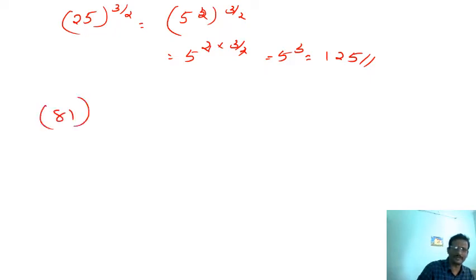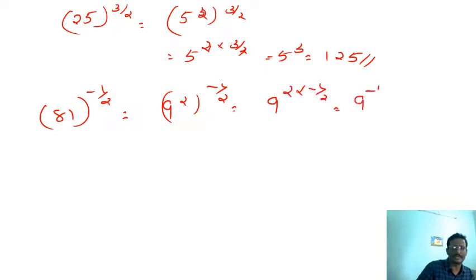Next, 81 raised to minus 1 by 2. 81 is what? 9 squared raised to minus 1 by 2. So 9 raised to 2 into minus 1 by 2. That is 9 raised to minus 1. What is 9 raised to minus 1? It is 1 by 9.